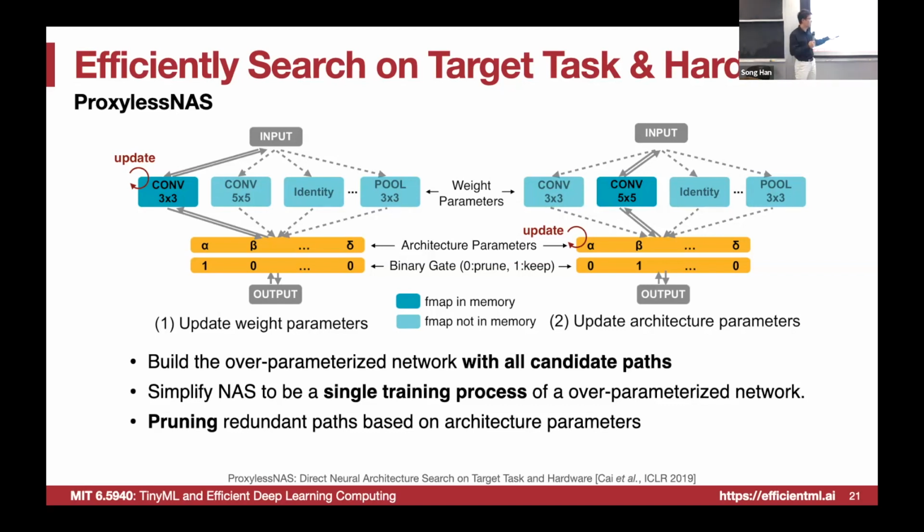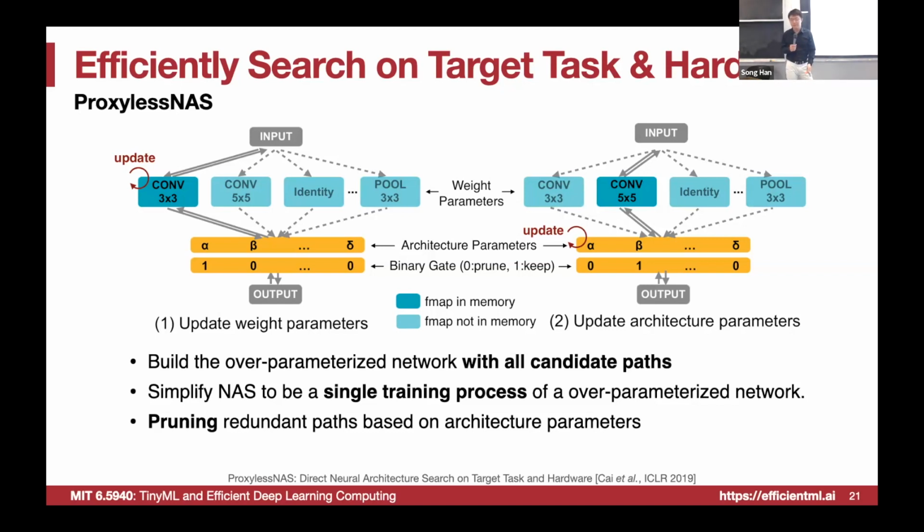And we want to simplify NAS to have a single training process, compared with training a model, evaluating the accuracy, training the model again, evaluating the accuracy, training another model, many training iterations. But now we want to simplify it to be a single training process of this over-parameterized network.